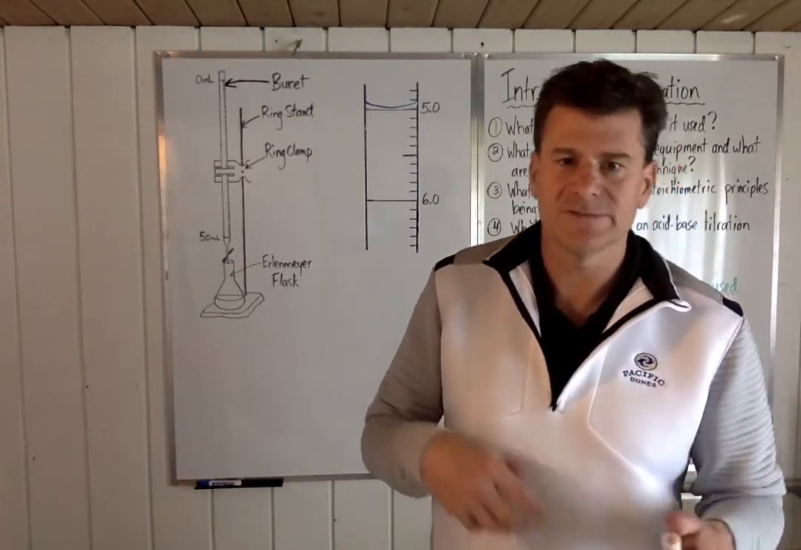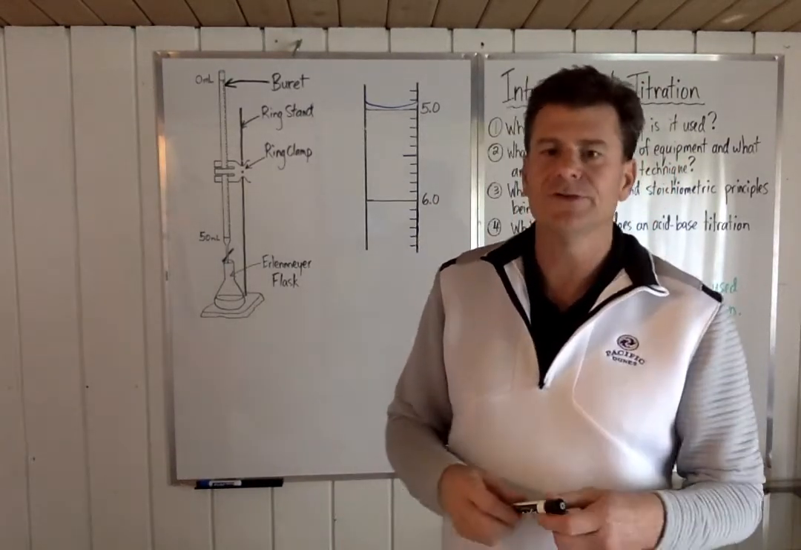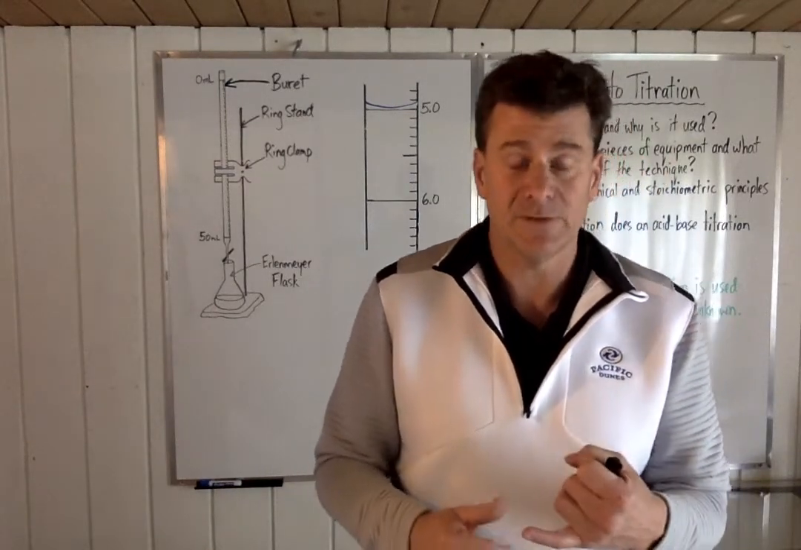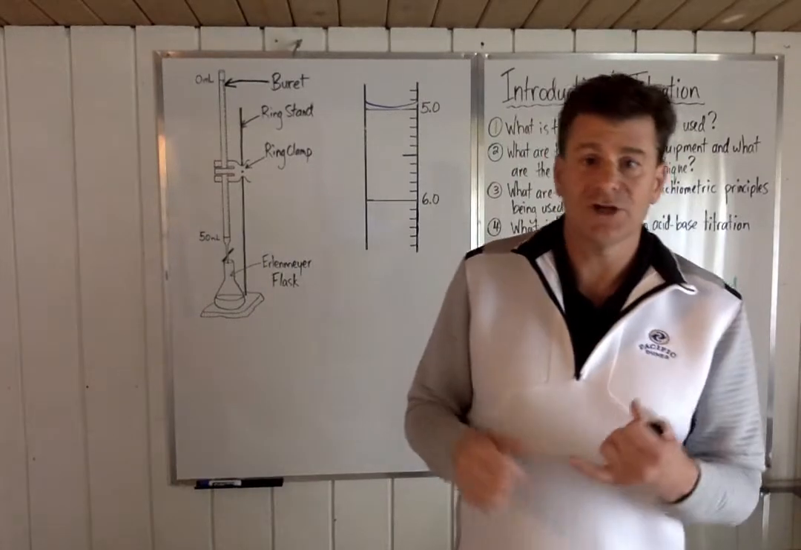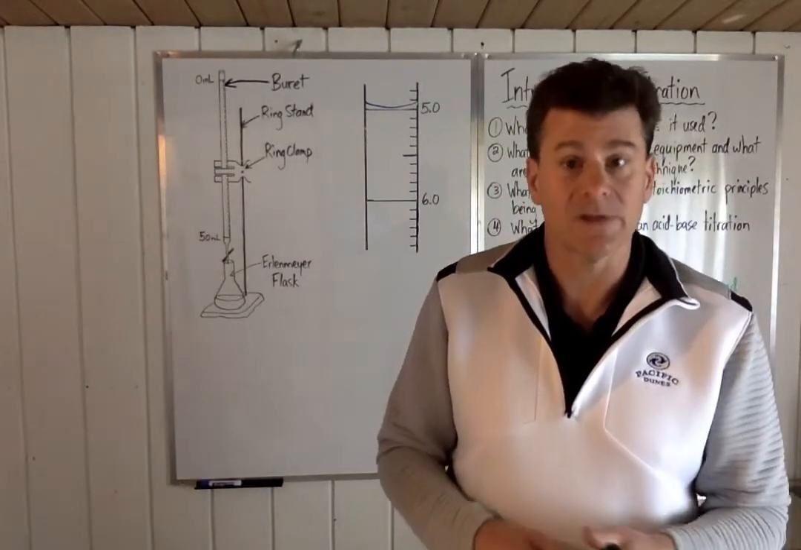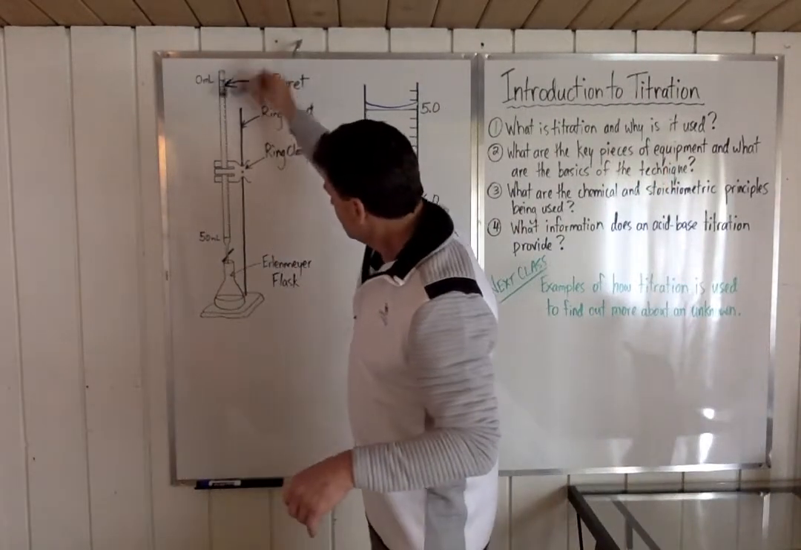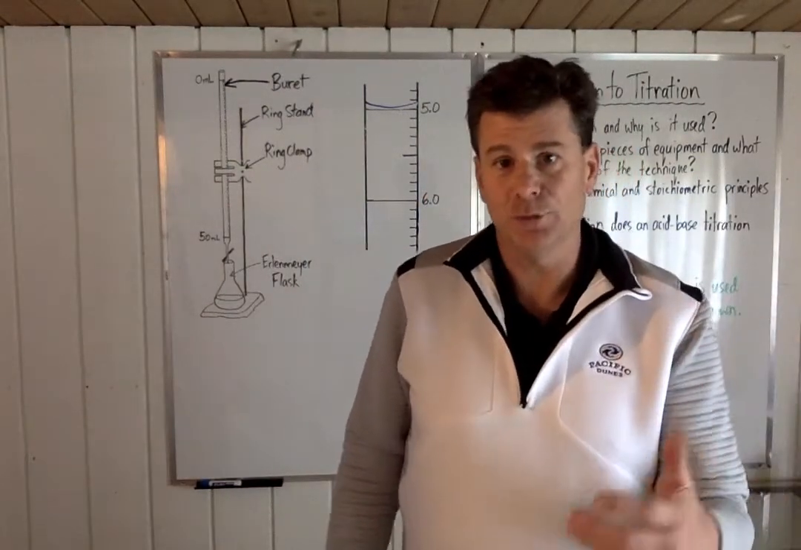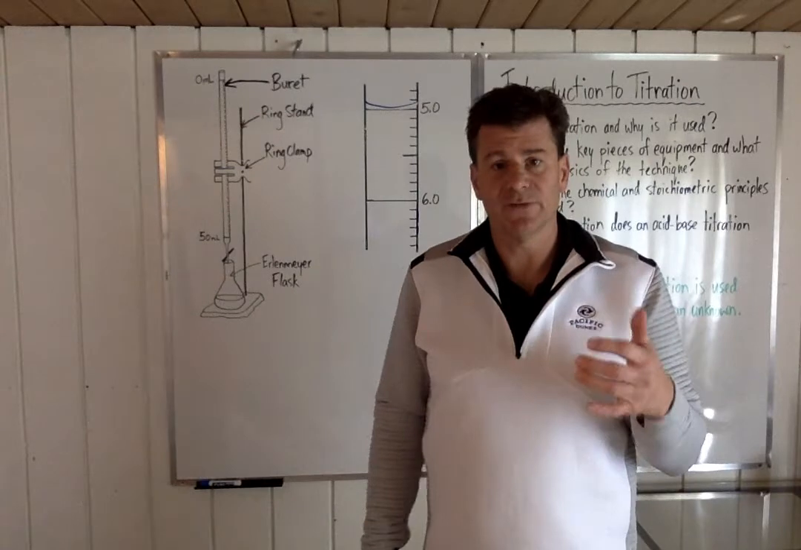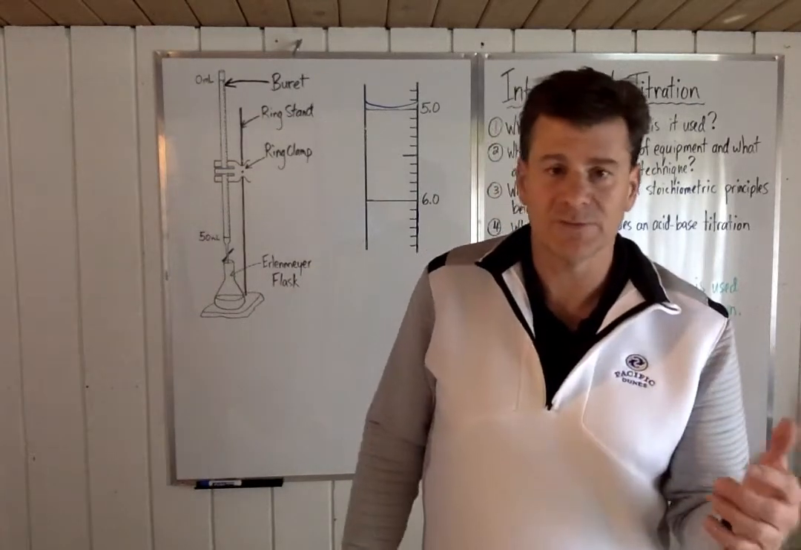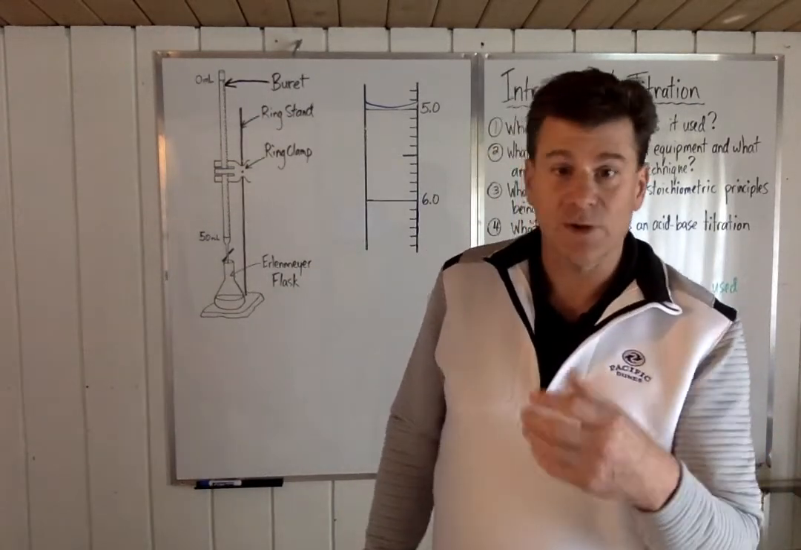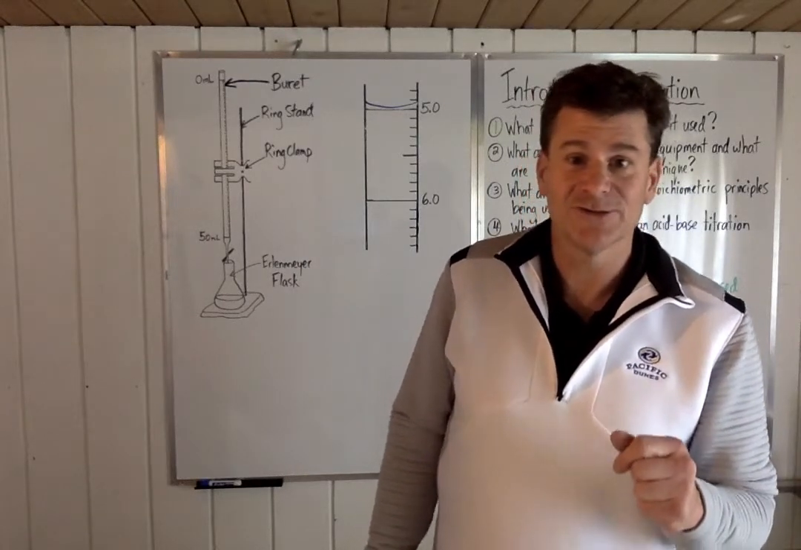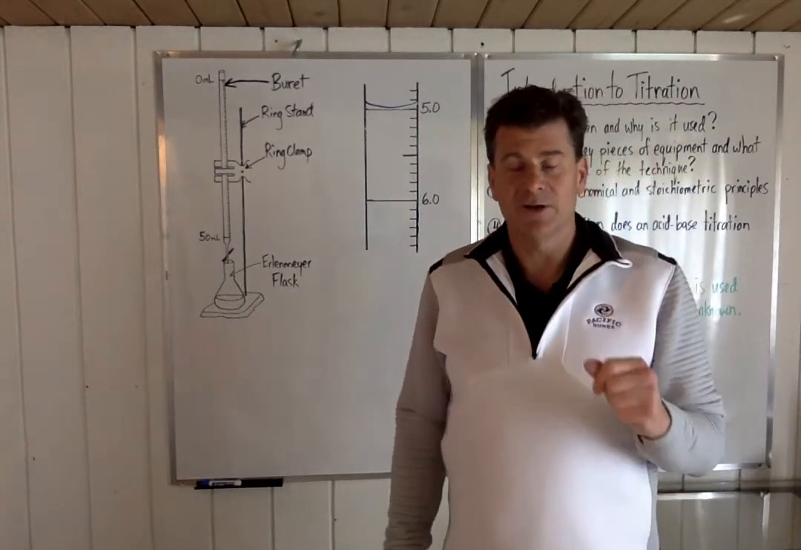And so you'll see this very typical setup. The key piece of equipment for a titration is a burette. Okay, so a burette is a long graduated glass tube. And so it's a volumetric piece of equipment. And because it's a volumetric piece of equipment, it's quite analytical and typically costs quite a bit of money. So try to avoid smashing them on the floor.